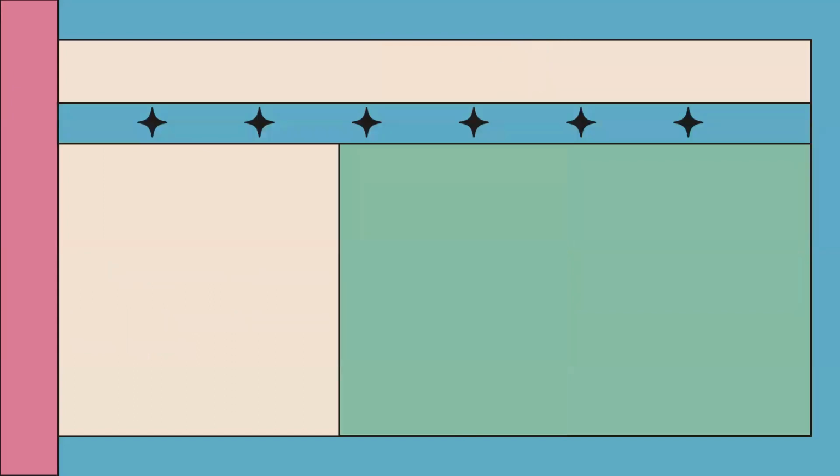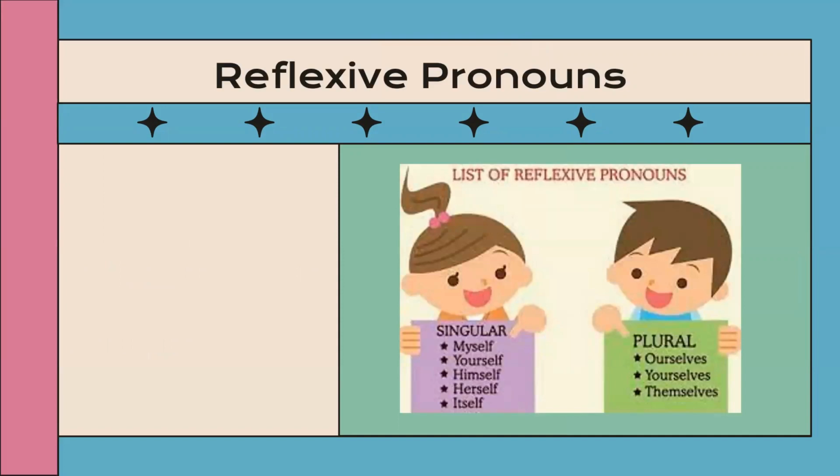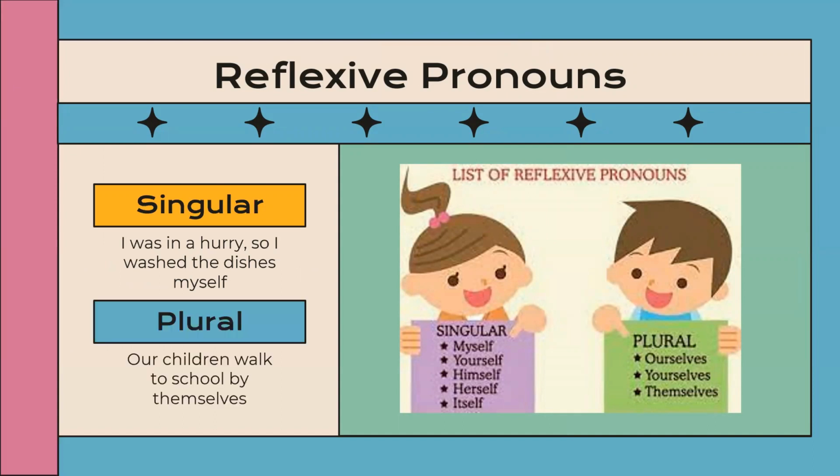Now, let us move on to the next type of pronoun, that is the reflexive pronoun. The reflexive pronoun, as you can see, can be used in the singular as well as the plural form. In the singular form, I have this example: I was in a hurry, so I washed the dishes myself. In the plural form, I can use it this way: our children walk to school by themselves.